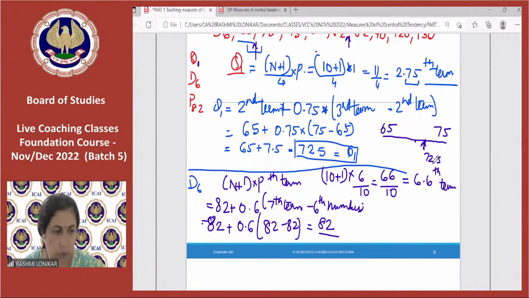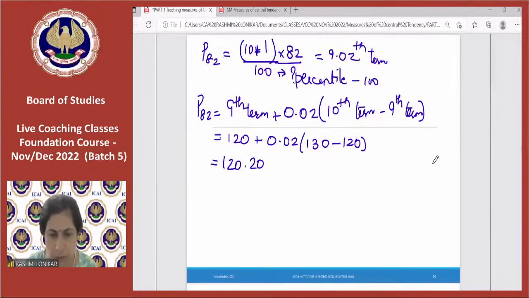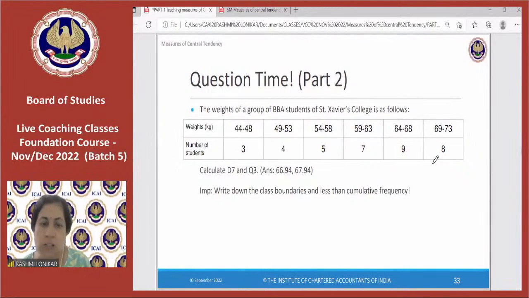Now let us see what next we have. This is for ungrouped data. Now we'll try to find it for grouped data. Same data we have, the same data of BBS students. And for that we want to find D7 and Q3. So we go to the Excel sheet.